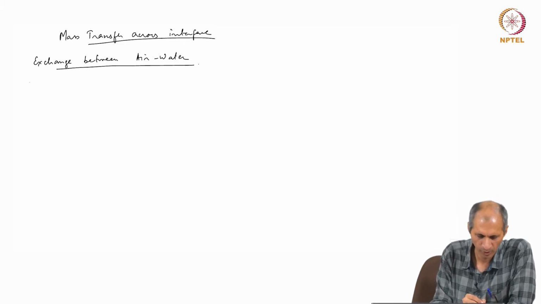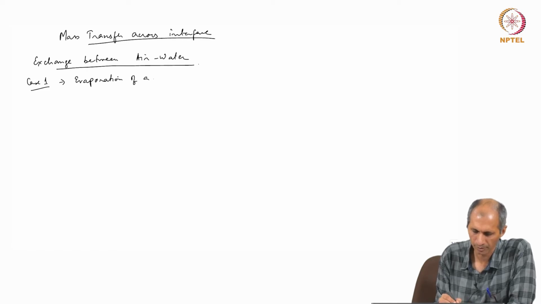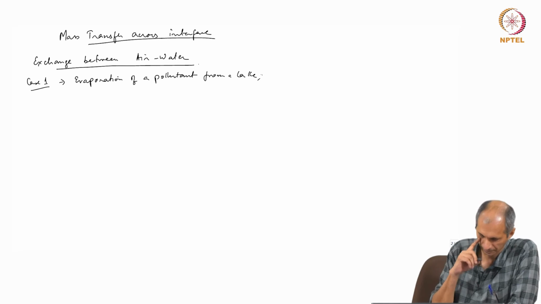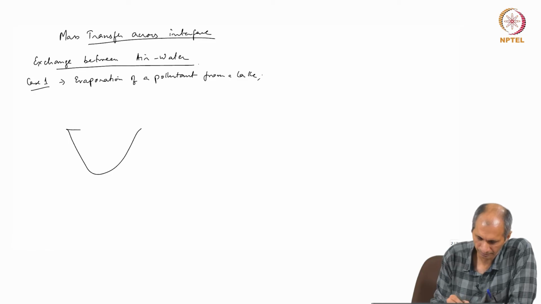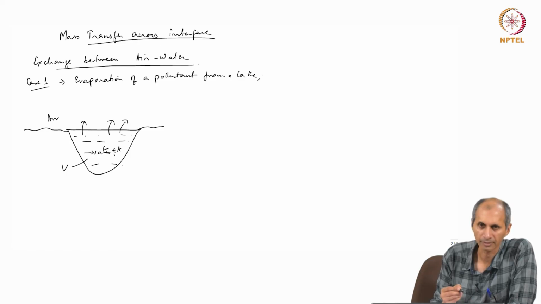So, for a simple case, case 1, we look at evaporation of a pollutant from a lake. Okay. So, there is a lake and there is air. This is some volume and we are talking about this thing. Okay.